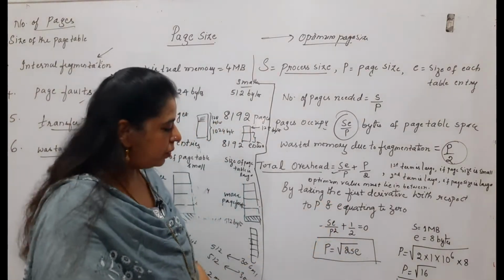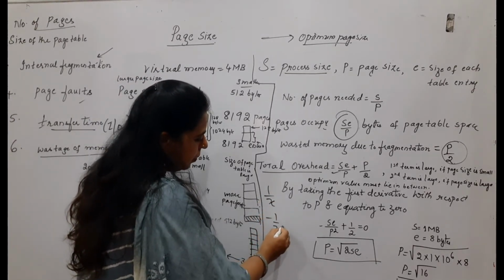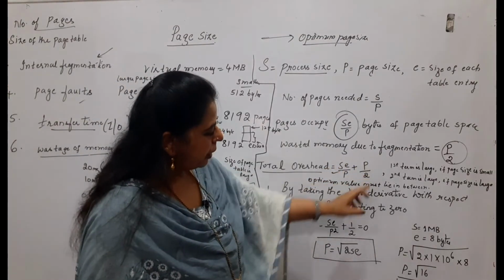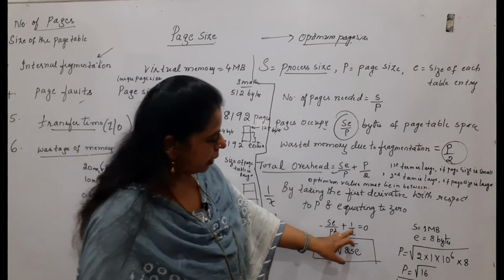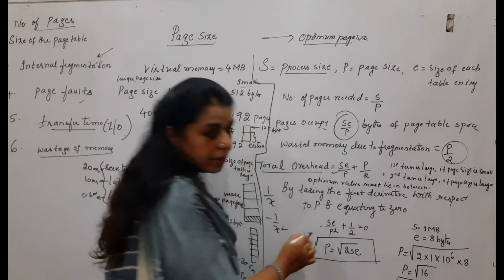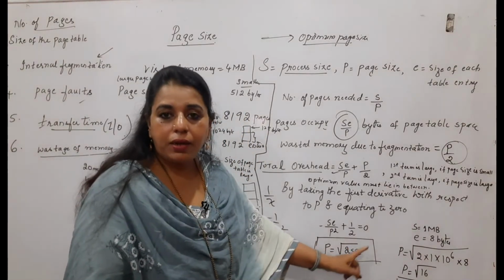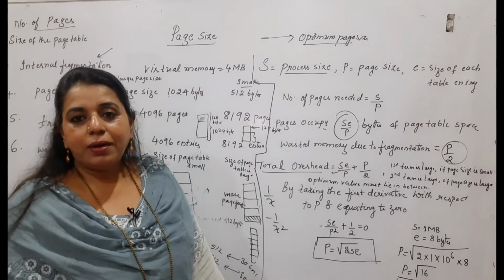Hope you people know that the derivative of 1 by x is minus 1 by x square. So here S times E divided by P plus P by 2, when you take the first derivative, you will get minus S times E divided by P square plus 1 by 2 equal to 0. Finally, solving for P, the page size, is given by the square root of 2 times S times E. So this is the formula that can be used to calculate the page size.